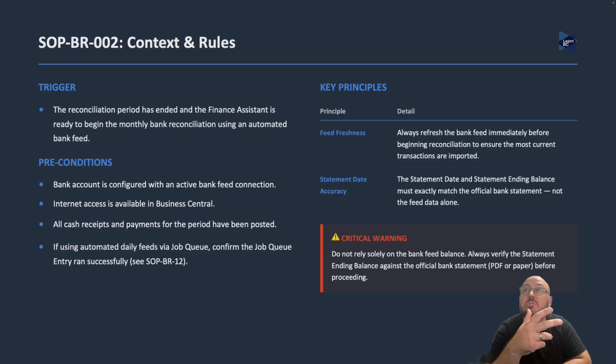So key principles for today, okay? Feed freshness, make sure it's fresh. If you have to sync first, synchronize it before you bring it in. And if it's brought in automatically, that's irrelevant. And statement date accuracy, make sure the statement date matches the transactions within it, and that will be great.